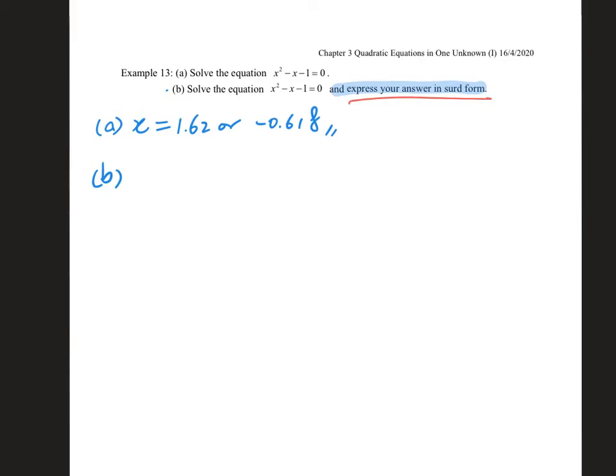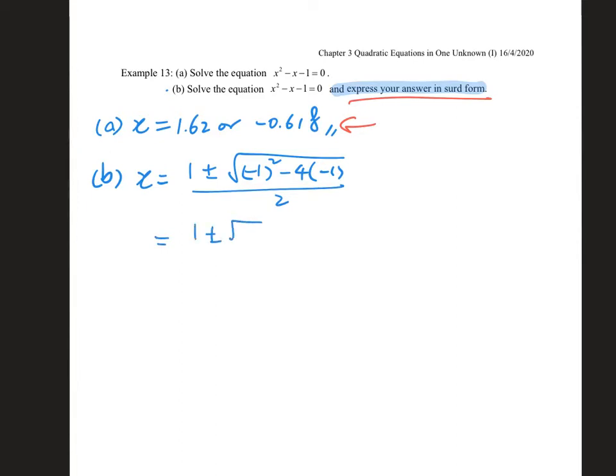But the difference in part B would be if I purposely ask you to use the quadratic formula. Normally the question would say that you have to express your answer in short form, and definitely it is not in a short form, right? In this case, you need to use the quadratic formula, which is minus b, which is 1, plus or minus square root of b squared, minus 4, a is 1, I skip it, b is minus 1, over 2. And finally, it's 1 plus or minus square root of 5 divided by 2. So this is the main difference between part A and part B.